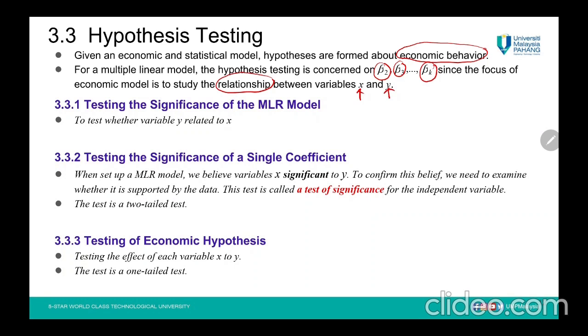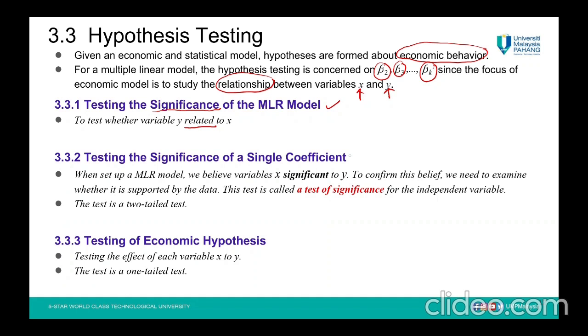There are three types of hypothesis testing in econometrics multiple linear regression. The first one is testing the significance of the MLR model. This is to test whether variable y is related to x. There are two tests that can be applied here. The first one is the F-test and the second one is the p-value approach.